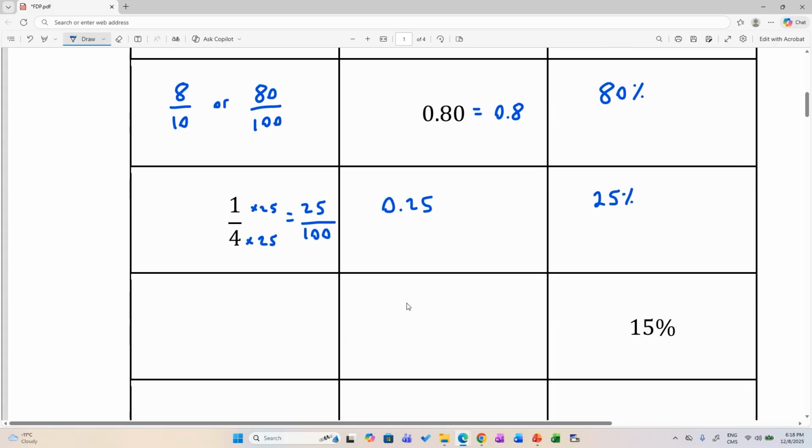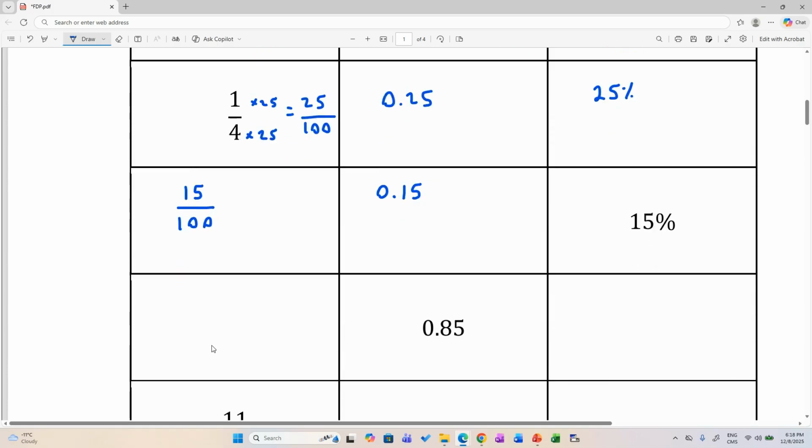Now, 15%, if I divide it by 100, I'm simply going to move the decimal 2 places to the left and remove the percent symbol, hence 1, 2. I'm going to get 0.15. 0.15 as a fraction is simply going to be over 100 because my smallest place value is in the hundredths here, 5. I'm simply going to write 15 over 100, which can be reduced to 3 over 20.